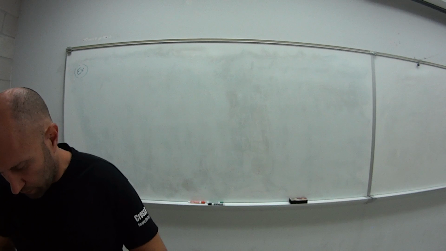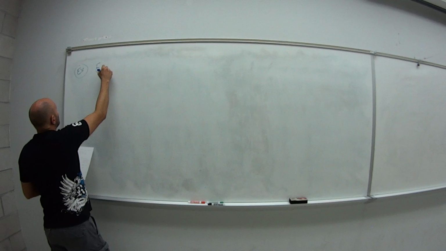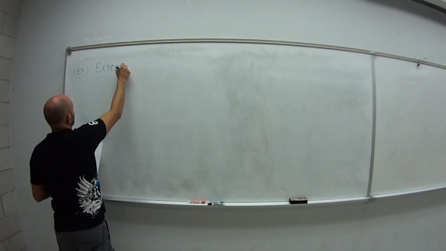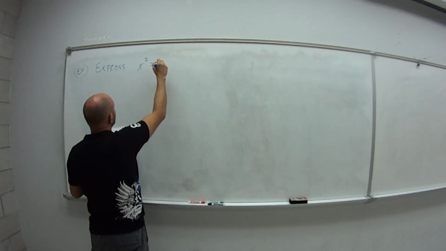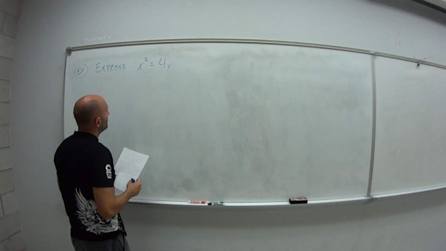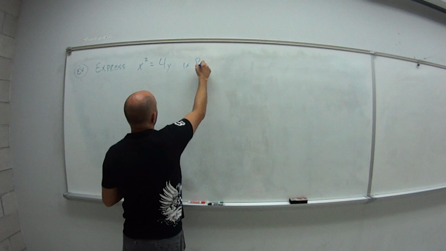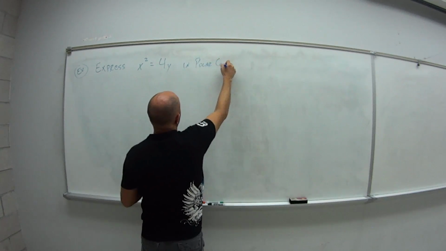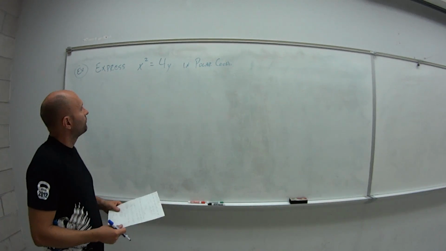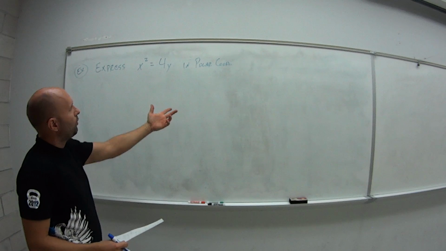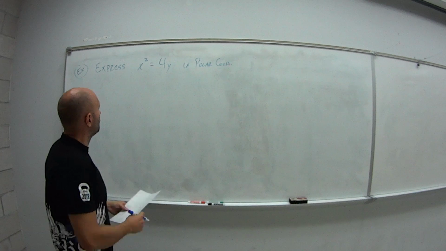The next example we're going to look at is an equation. So we're given an equation in rectangular coordinates. X squared is equal to 4y. But we want this equation in terms of polar coordinates. So the first thing we're going to do, because we want polar coordinates, is we're going to substitute the values that we had from those equations.